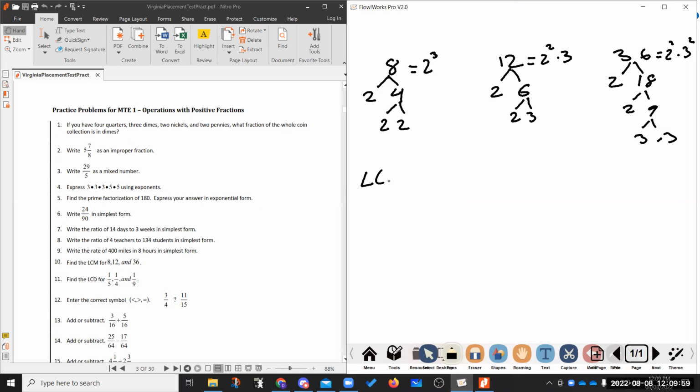So my LCM is going to have to be made up of 2's and 3's. I'm going to look for the highest exponent on the base of 2, which is 3. The highest exponent on the base of 3 is 2. So my LCM is going to be 8 times 9, which is 72.